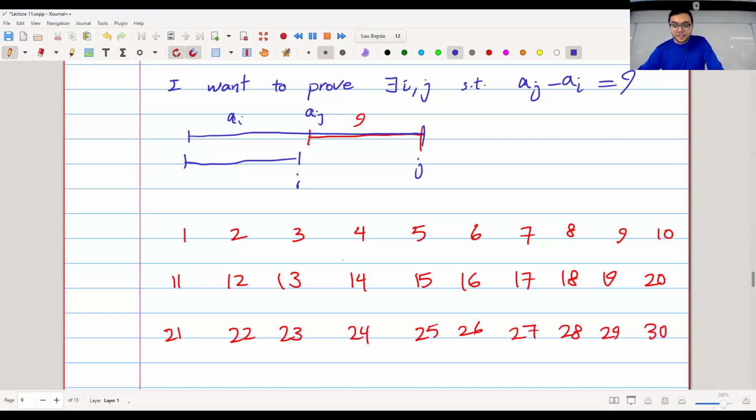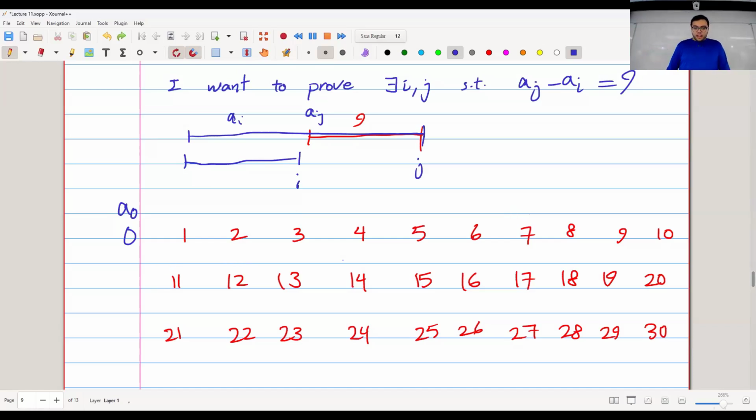Okay, so I have these 30 numbers, and I also know that A0 is 0, right? Now I want to choose 20 of these numbers for A1, A2 to A20. And I know that A1 has to be smaller than A2, smaller than A3, and so on. So I have to choose some number as A1, some other number as A2, then A3, A4, all the way to A20.